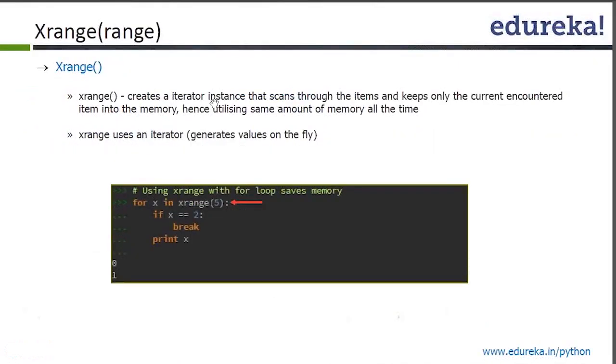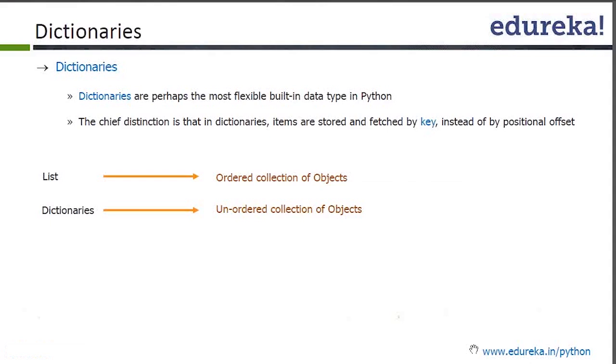Now xrange, I have already explained to you about xrange. Xrange creates an iterator instead that scans through the items and keeps only the current encountered items in memory, hence utilizing the same amount of memory all the time. So basically there is no difference between range and xrange. The only difference, like I have told you, is that it only uses the same amount of memory and only so much of memory is used.